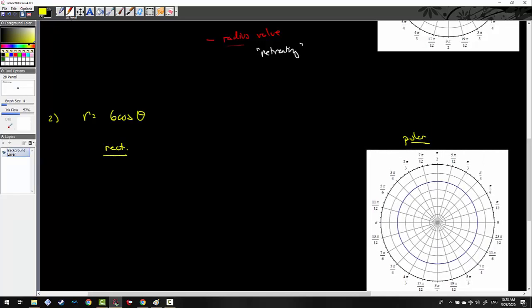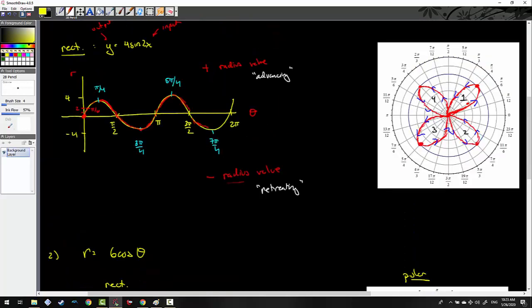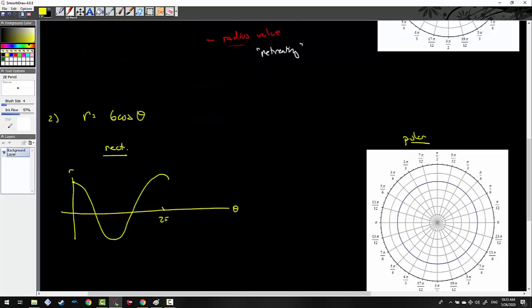So the rectangular graph, again, I'll go ahead and just throw this down here. This is theta and this is r. 6 cosine. Again, I'm going to graph on 0 to 2 pi. I forgot to explain why I graph on 0 to 2 pi. 0 to 2 pi is one full rotation around the unit circle. So whenever you do a rectangular version of your function, you want to graph between 0 and 2 pi because that is one full rotation around the circle. So that is why we did that.